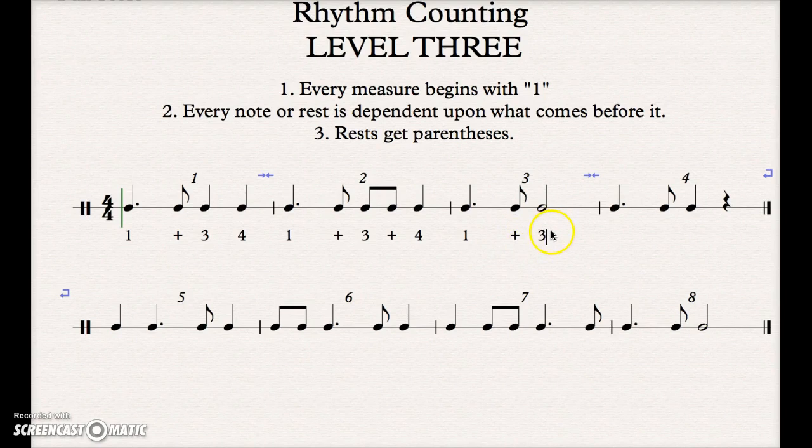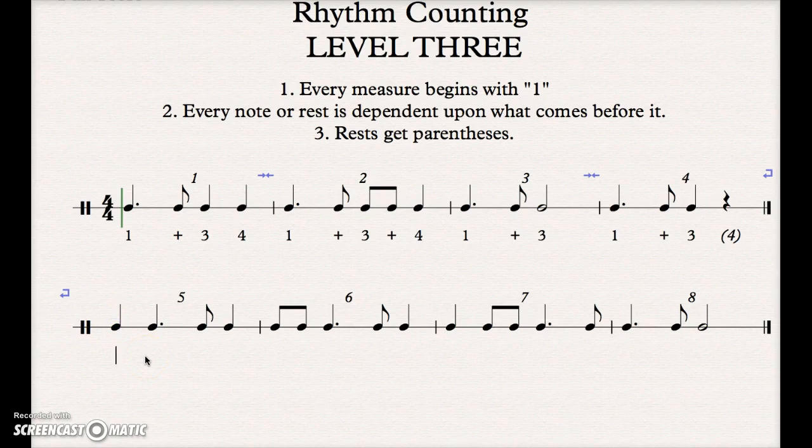Then we're going to finish with 3, and beat 4, of course, is the second half of this half note. Bar line starts with 1. The and of 2, because this is a dotted quarter note, and then beat 3, and then of course we have to call this, in parentheses, beat 4. Now let's look down here in measure 5.